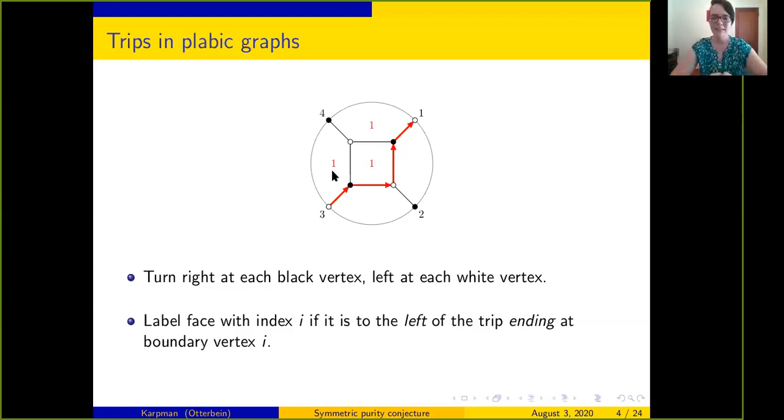By the way, I will not go into this at all in this talk, but not any planar bicolored network is considered a legitimate Plabic graph. There are some technical conditions that these networks have to satisfy, and those can be expressed by looking at these trips and making sure that they don't intersect in redundant or messy ways.